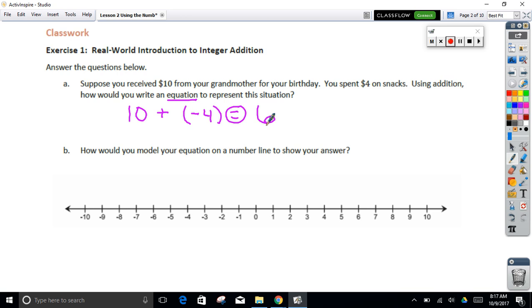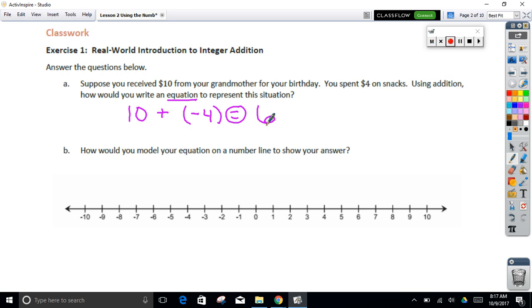All right, guys, give me your attention again, please. All right, so just with subtraction, we could say 10 minus 4 equals 6, but we are just focusing on addition right now, so we're going to write this as 10 plus a negative 4 equals 6. Then we're going to model the equation on a number line.